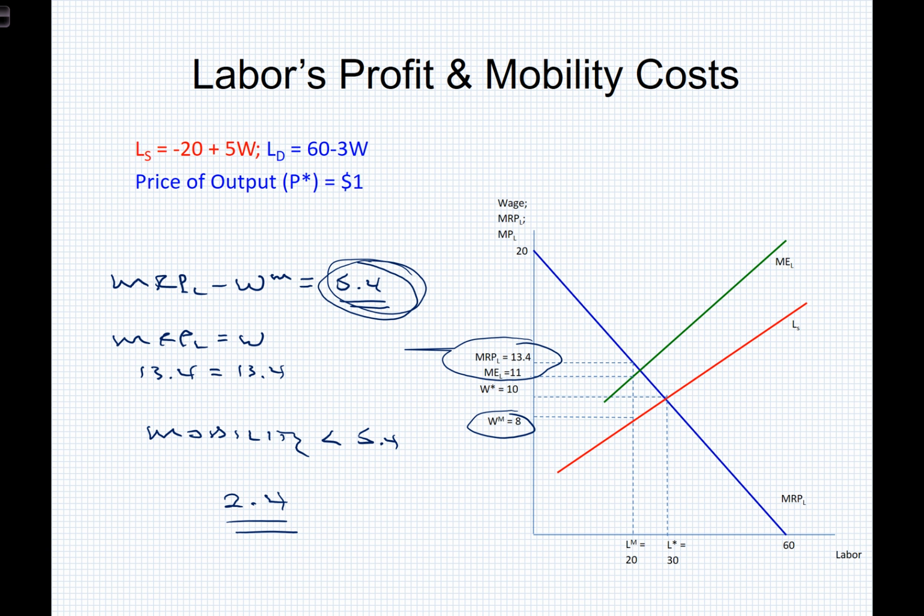And if it actually costs us less to become mobile, to go from one market environment to another, if that cost is less than the spread between marginal revenue product of labor and the wage being paid in the monopsony market, then the worker will go ahead and make that choice and experience the cost and pick up the net benefit as they do so.